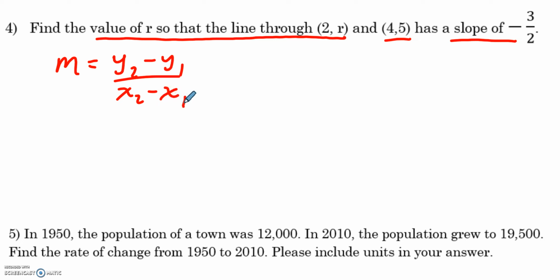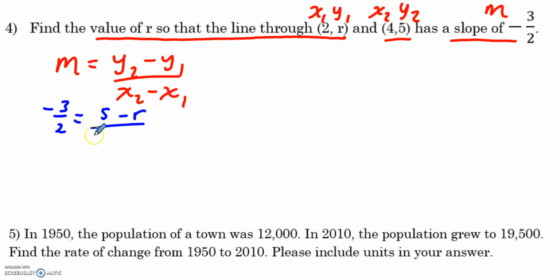And now I'm going to plug in what I know. I know that this first point is x1, y1. I know that this second point is the second x and the second y, or x2, y2. And I know that the slope, or m, is negative 3/2. So I'm going to replace m with negative 3/2. I'm going to replace y2 with 5, y1 with r, x2 with 4, and x1 with 2.